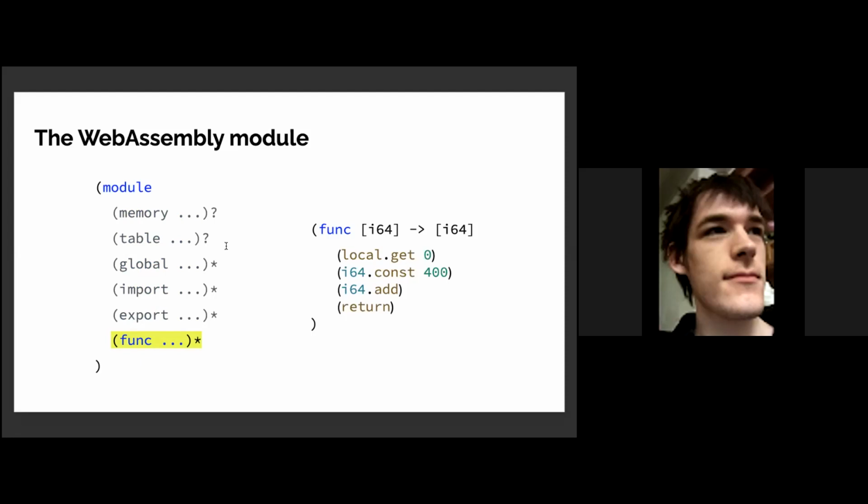For example, the function shown on screen now is annotated with a type which indicates that it accepts a single I64 argument and produces an I64 result. In the body of the function, we retrieve the argument, add 400 to it, and return the result. So this would pass validation.